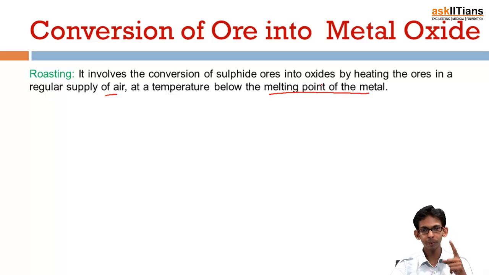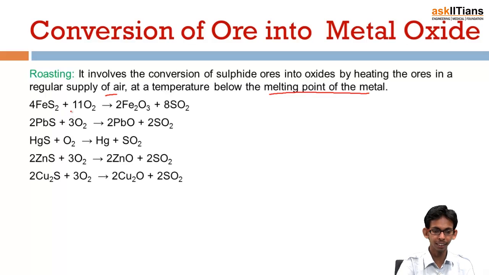So what is the difference between calcination and roasting? In calcination, carbonate is converted into oxide. In roasting, sulfide is converted into oxide. In calcination, the ore is heated in absence of air. In roasting, the ore is heated in presence of air.